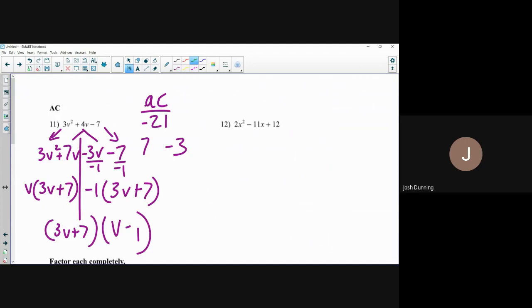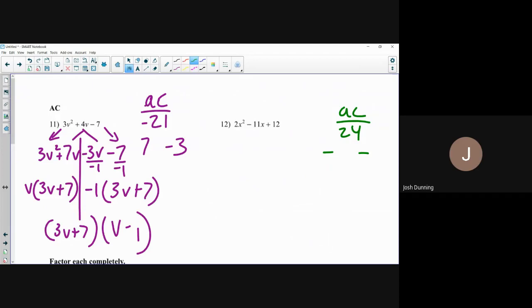Number 12. 2 times 12, 2 times 12, 24. Now you need two numbers that multiply to positive but add up to negative. They both have to be minuses. Three times 8 is 24. 8 plus 3 is 11. So we're going to use the 8 and the 3. I've noticed a lot of people forget that 8 times 3 is 24.